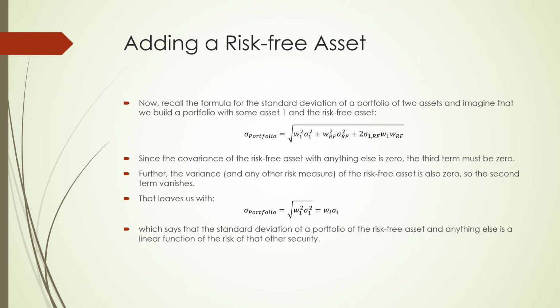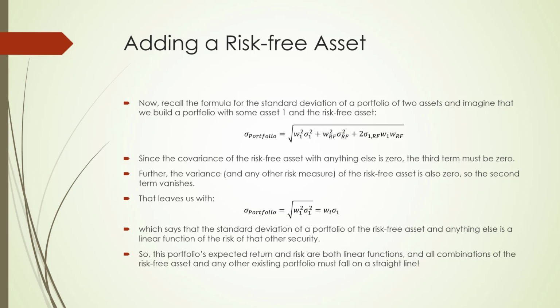So the interesting thing here is that the risk of a risk-free asset and some other asset portfolio is simply a linear combination of the weight of that first asset with its standard deviation. In other words, it's linear. Now remember that the expected return is a linear function of the expected returns of the assets. So when we combine the risk-free asset with any other asset, the combinations must fall on a straight line. So we'll see that next.